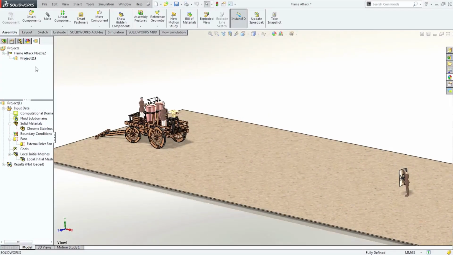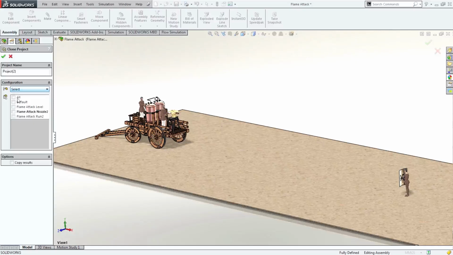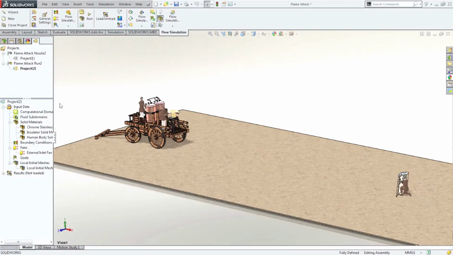Finally, he creates the new configuration with the upright mannequin replaced with the crouched mannequin in the analysis assembly. With his new configuration created, Johnny uses the clone option to copy his original study, but use the new geometry configuration, and he is ready to rerun his problem.